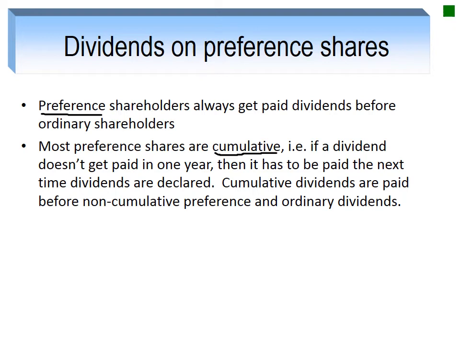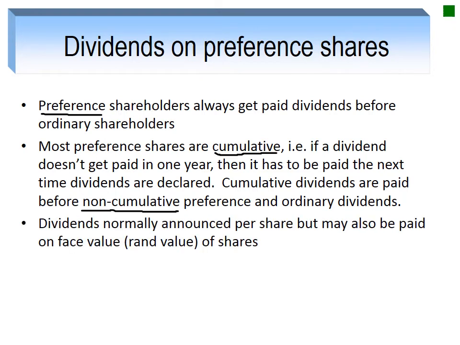Cumulative dividends have to be paid out before non-cumulative preference dividends, and those are paid out before ordinary dividends are paid out. So non-cumulative preference dividends means that the preference shareholders are not entitled to their dividend every year unless the directors decide to declare a dividend. Whereas cumulative preference shares are entitled to receive a dividend, and if it doesn't get paid in 1 year, then they have to get paid the dividend the next time. Ordinary shareholders always get their dividends last.